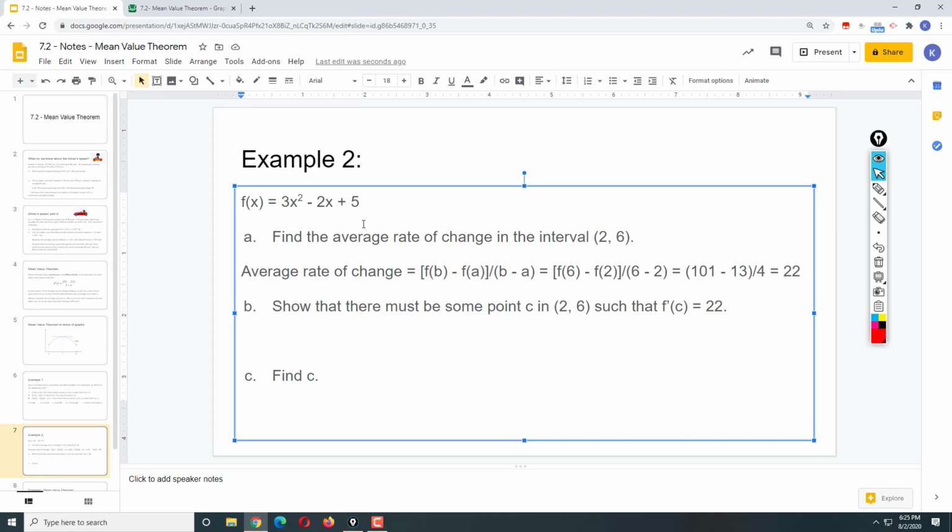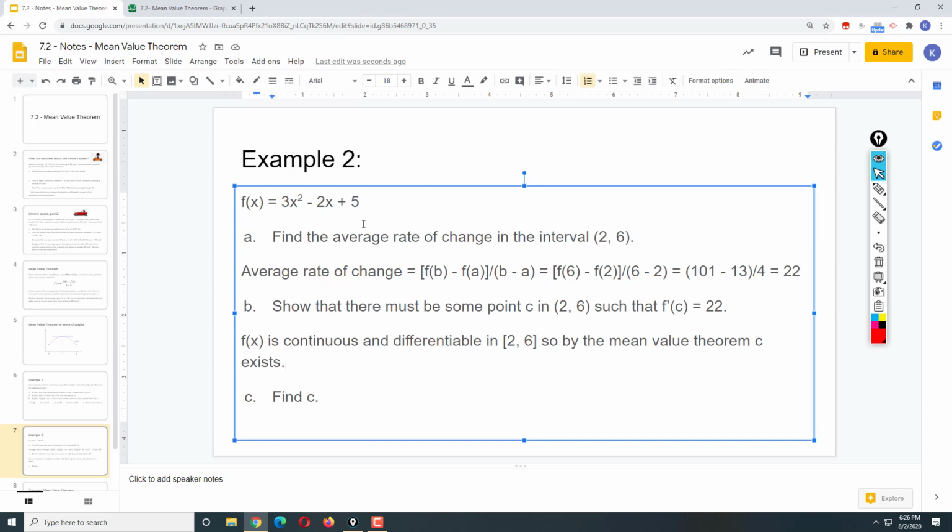Part B. Show that there must be some point C in the interval 2, 6, such that f prime of C equals 22. Well, that's really just the mean value theorem. We know that f of x is continuous and differentiable in the closed interval 2, 6, so including the points 2 and 6, because it's a polynomial. So by the mean value theorem, C exists. We can just say the mean value theorem says it's true because our function is continuous and differentiable.